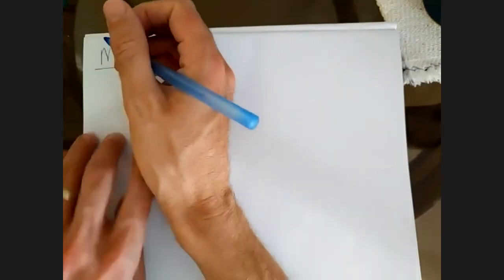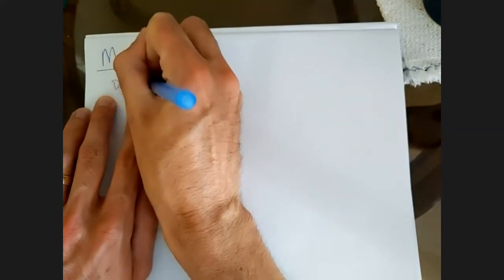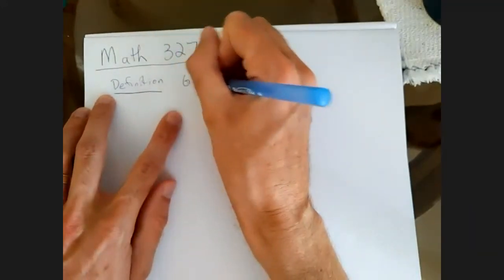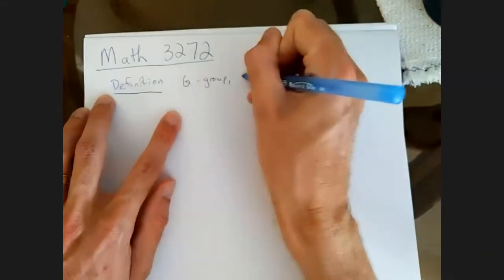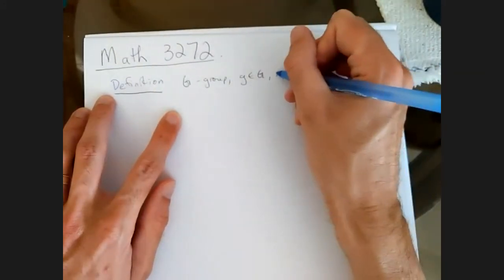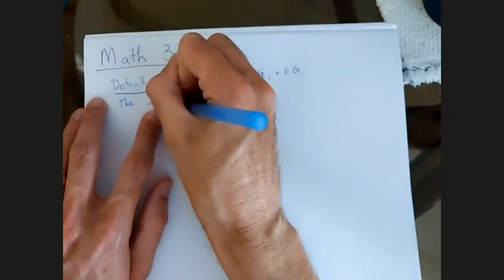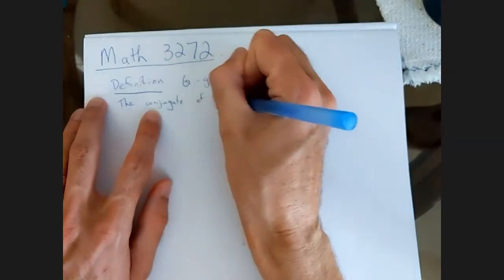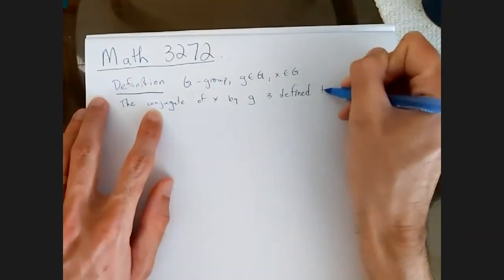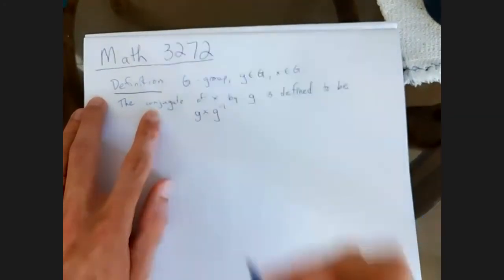First of all, we define what a conjugate is. Definition. G is a group, g is an element of G, and x is also an element of G. So the conjugate of x by g is defined to be g x g inverse.